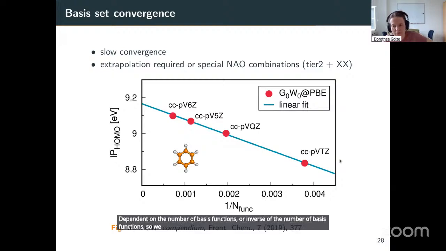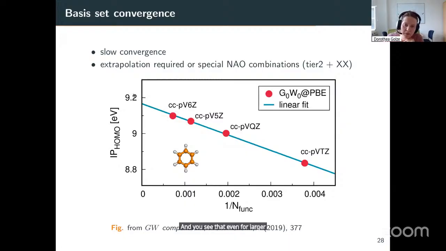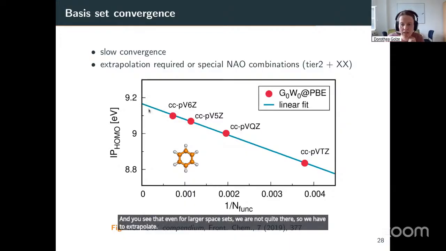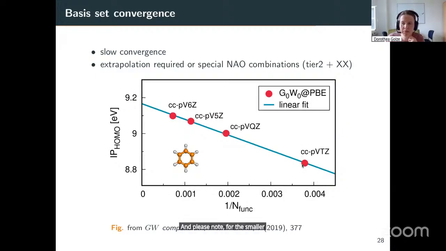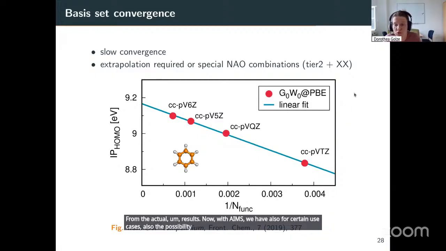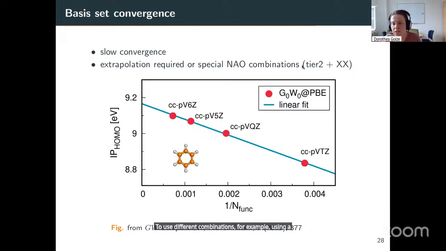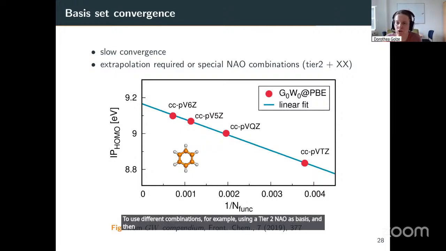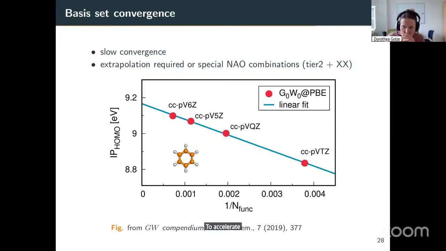So we have here Gaussian basis sets from triple zeta quality, so quite small, to 6-tuple zeta quality. And you see that even for the largest basis sets, we are not quite there. So we have to extrapolate. And please note, for the smaller basis sets, you might still be like 0.3 to 0.4 eV from the actual results. Now with AIMS, we have also for certain use cases, or for solids in general, the possibility to use different combinations, for example, using a tier 2 NAO as basis and then add very specific functions on top to accelerate such convergences.